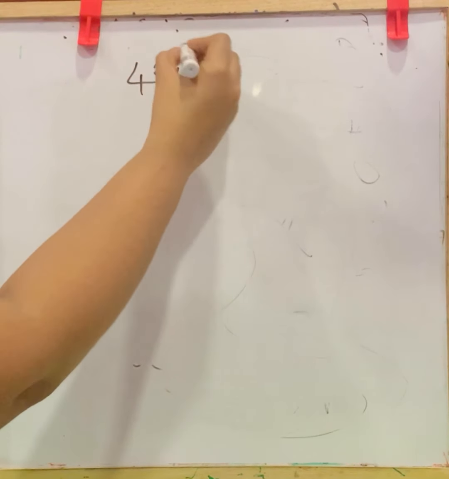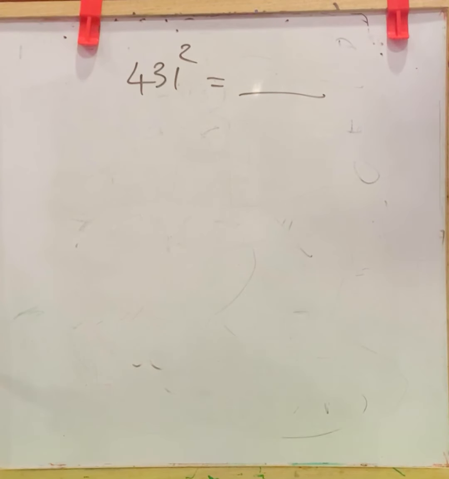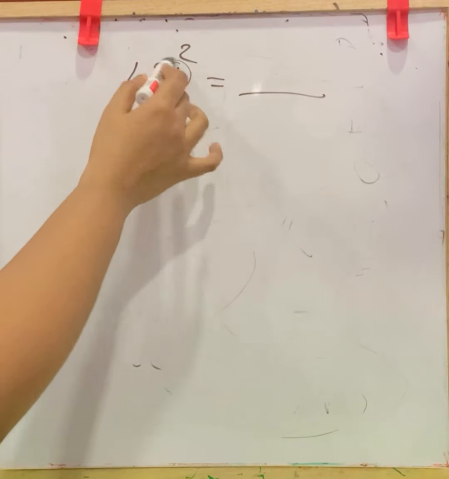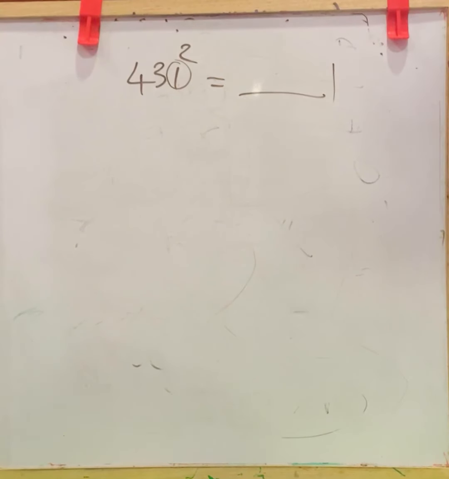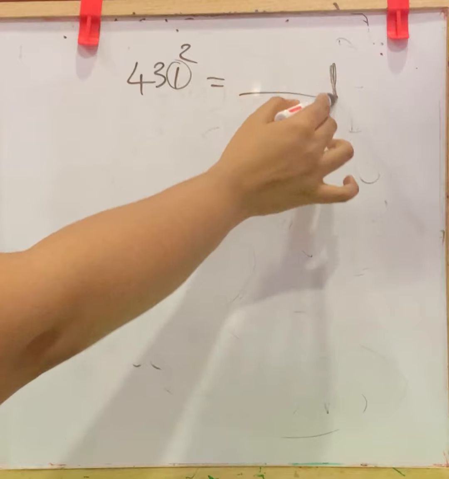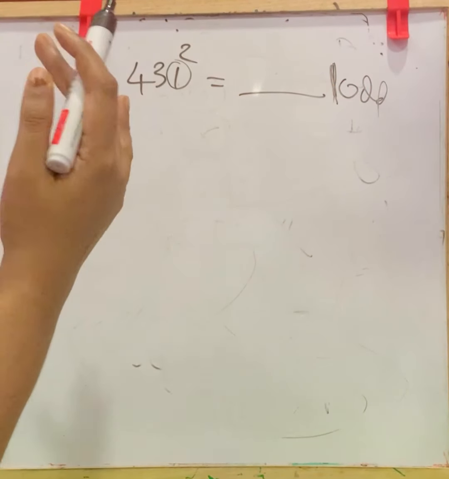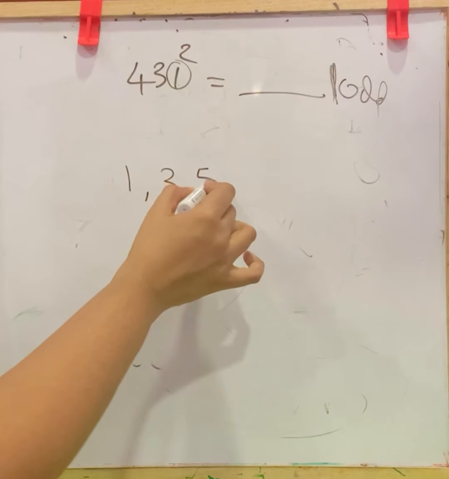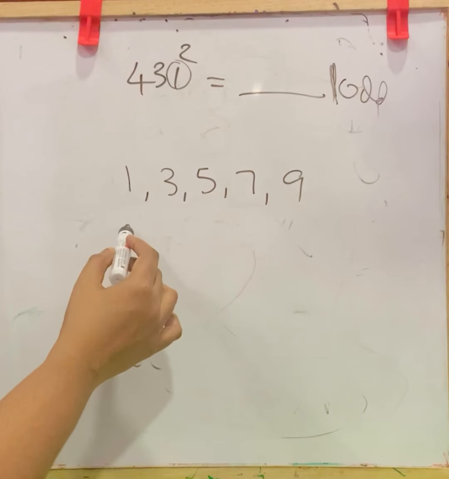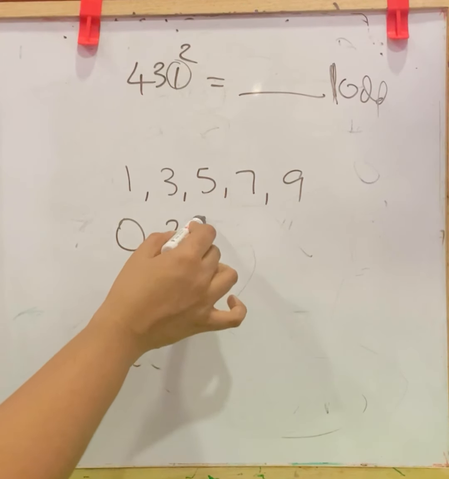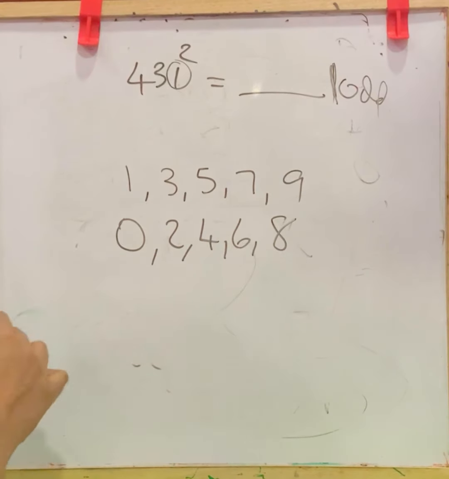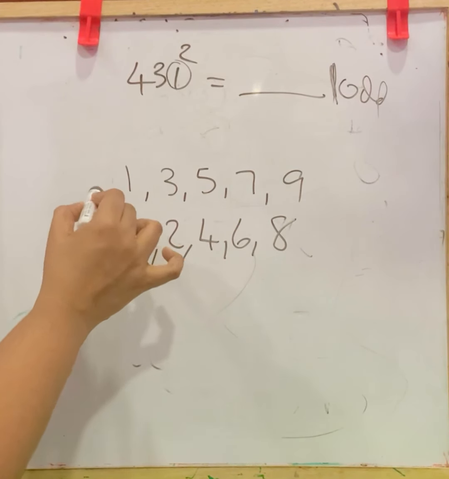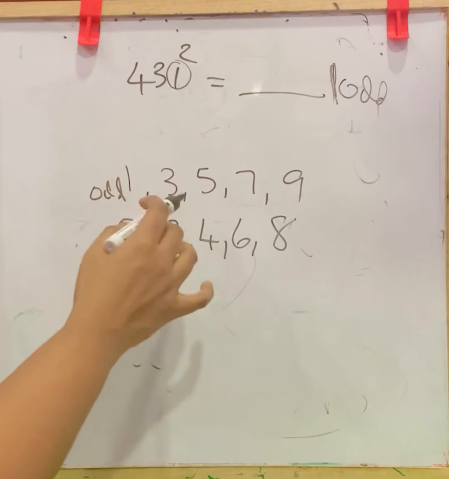Next, the squares of which of the following numbers would be odd numbers? 431. Would the square number be an odd number? Here the units place is 1. So the square number's units place will also be 1. Ending with 1 means it is odd. How will you define odd and even numbers? Odd numbers end with digit 1, 3, 5, 7, 9, and even numbers end with digit 0, 2, 4, 6 and 8. These are the even units places and these are the odd units places. So that we have to check here.